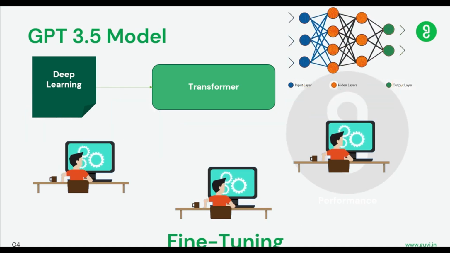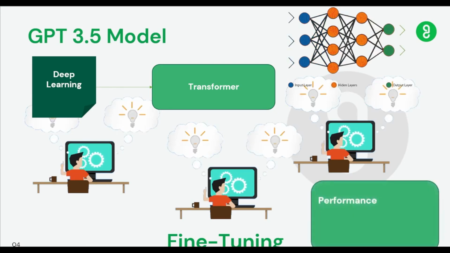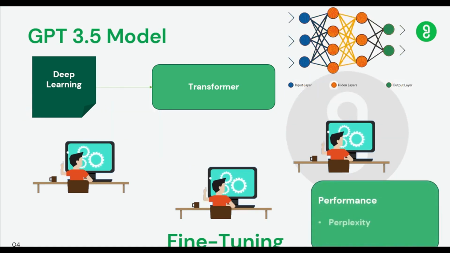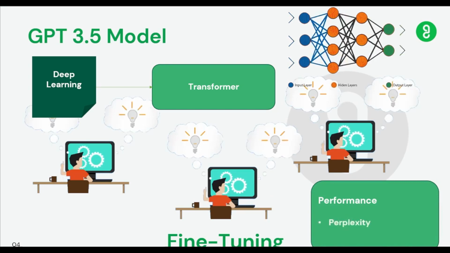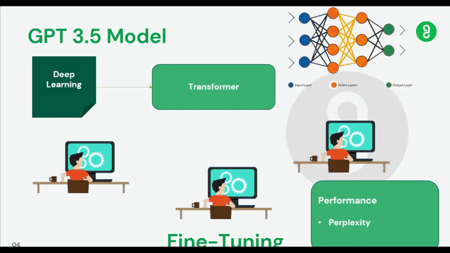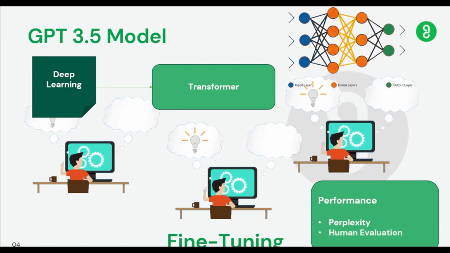The performance, however, of ChatGPT was evaluated based on several metrics, including perplexity. Perplexity is a measure of how well the model can predict the next word in a sequence of words. The lower the perplexity score, the better the model's performance. And the other way of evaluating the performance was human evaluation. Human evaluation involved humans evaluating the responses that were generated by the model to determine how natural and relevant these responses were. Moving on to the applications of ChatGPT.